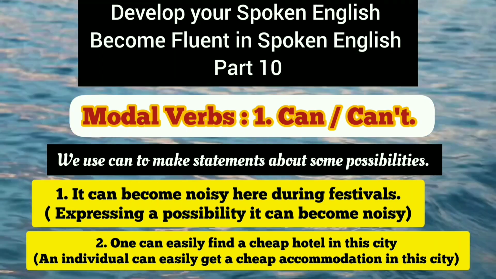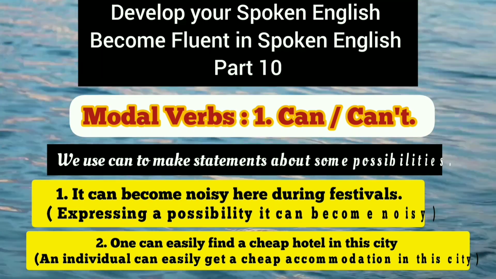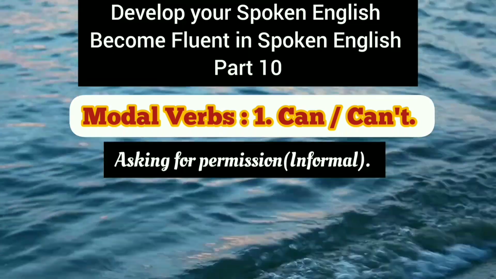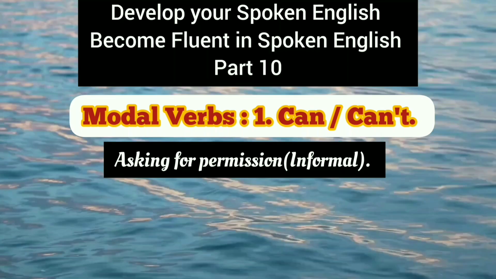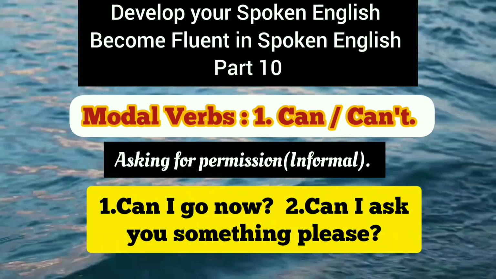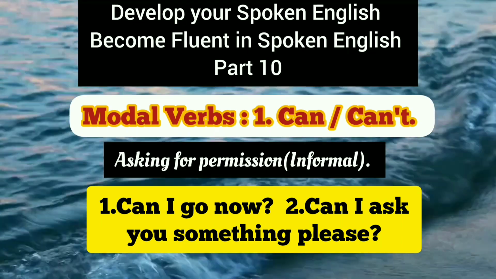So up next we are also going to see another way to use can. The next way to use can is asking for permission, and it is totally informal. So let me be specific here. As you see in the sentences, can I go now? So you are asking, and it is not used in formal communication. And see the next sentence, can I ask you something please?